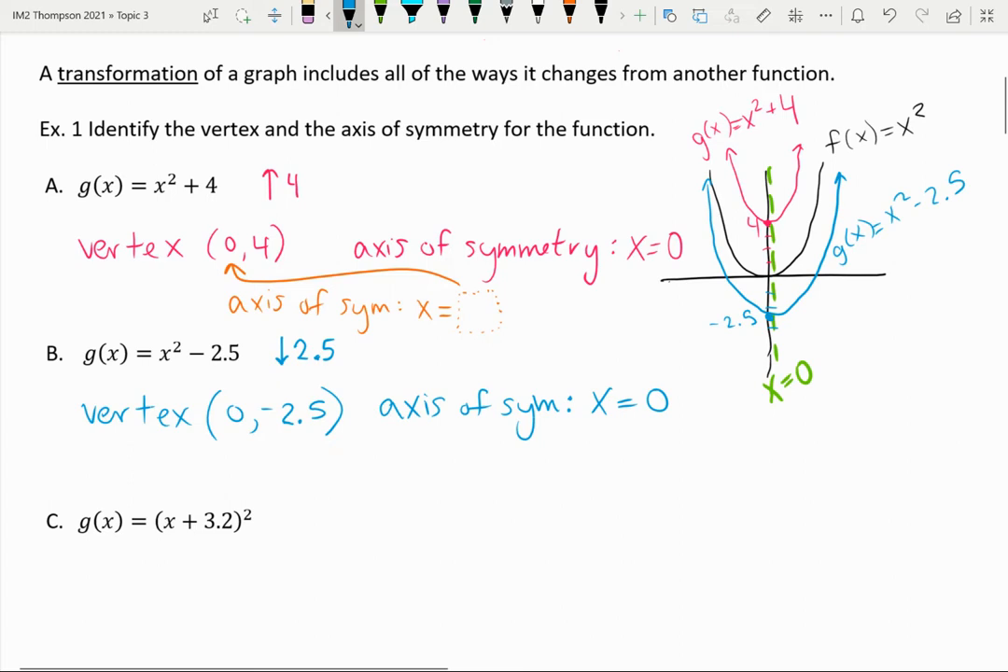Now there's a difference depending on where I add and subtract numbers. So you'll notice for A and B, I'm adding and subtracting something outside the argument. I'm using this term argument. The argument is whatever's happening to x directly. So because I'm squaring x, this is my argument here. So when I'm adding 4, subtracting 2.5, that's happening outside my argument.